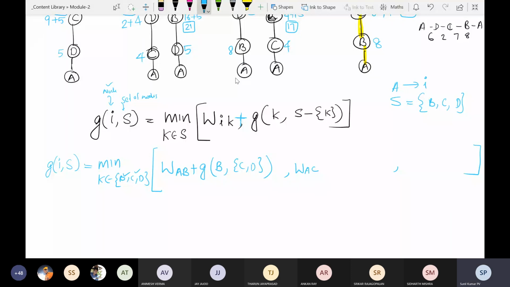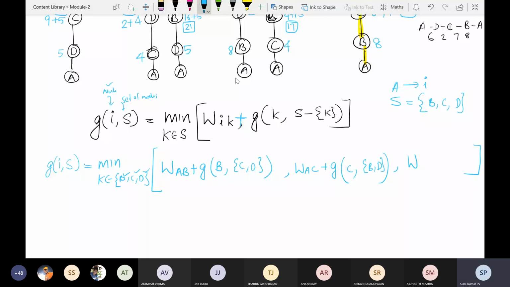And plus G of, what is K now? In this second term, K is C. So here C, comma, S minus set K. S minus set C means C is removed from this set. So BD. So this is equal to the set BD. Okay. Now the last term. Similarly, how will the last term be? You can choose D as K, or fix D as K. Now tell me, how will it be?